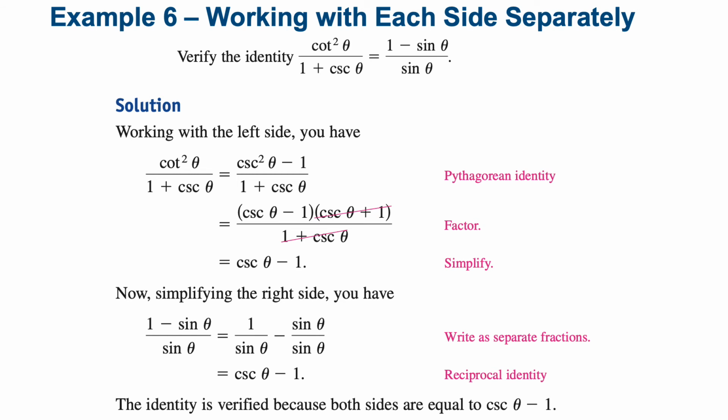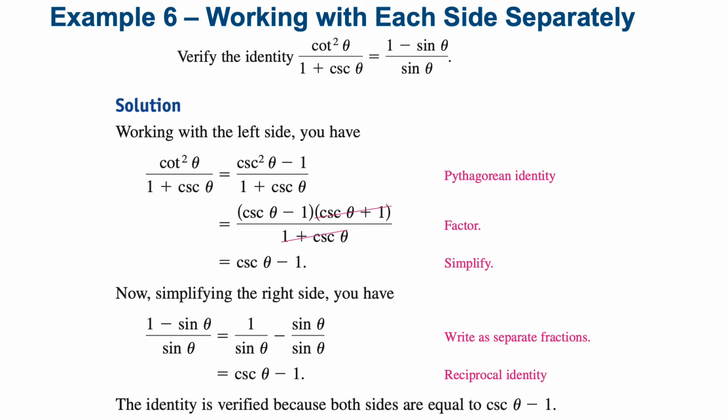So we do this simple thing where we write cotangent squared as cosecant squared theta minus 1, because that's the Pythagorean identity. Cotangent squared plus 1 equals cosecant squared. So that's the first line. Then you know that that's a difference of 2 squares, so we can factor it as cosecant theta minus 1 times cosecant theta plus 1. Then the denominator cancels with the numerator, and you're left with cosecant theta minus 1.